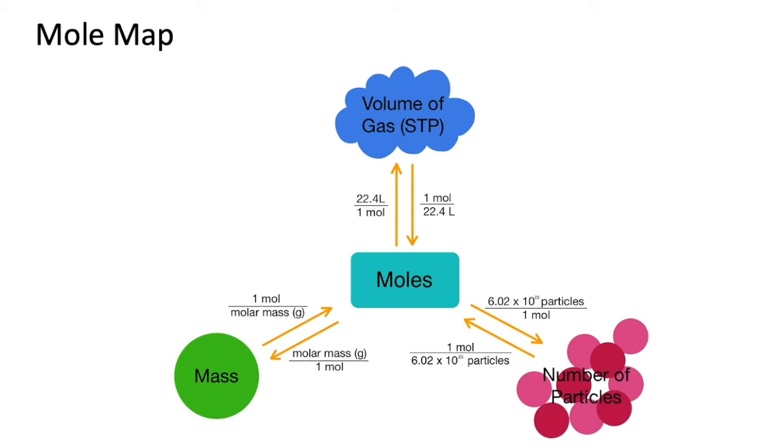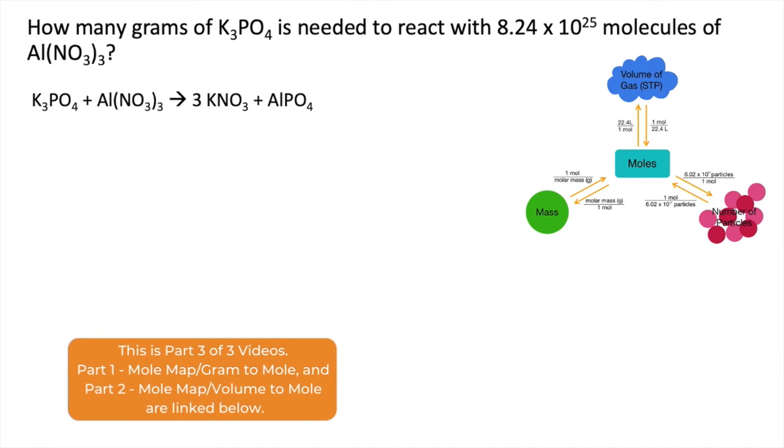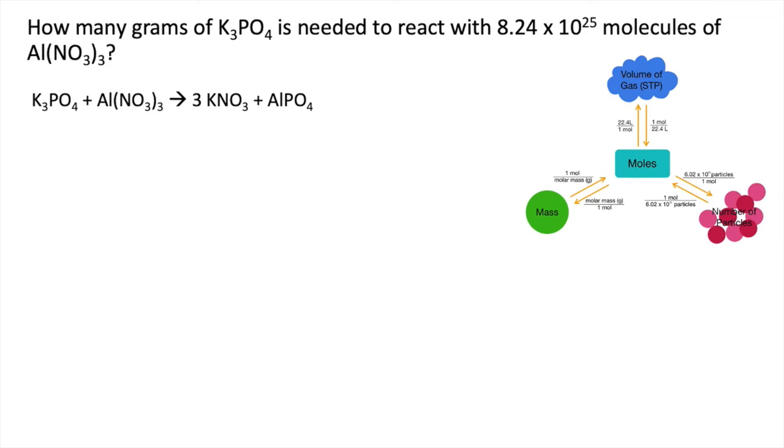Hey, it's Doc Williams, and in this video, we're going to use the mole map to do particle to moles conversions. In this problem, we're asked how many grams of potassium phosphate is needed to react with 8.24 times 10 to the 25th molecules of aluminum nitrate.